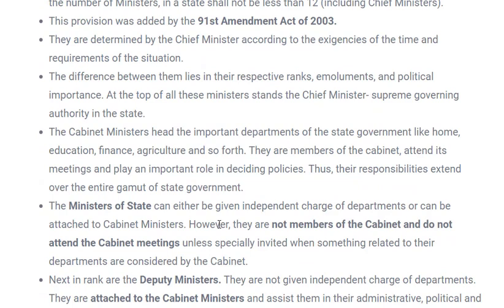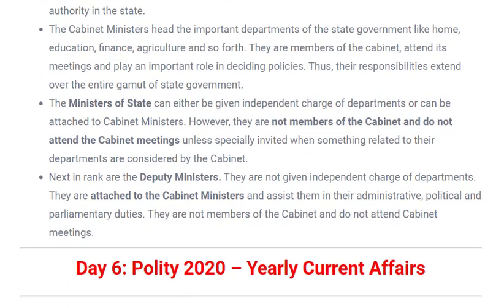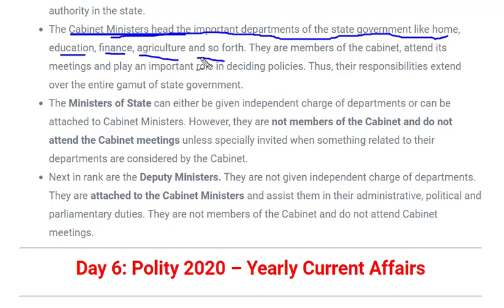Next is that the cabinet ministers head the important departments of state government like home, education, finance, agriculture and so forth. So these ministers head various sections of the state. Like education, home means the defense system of the state, that is police and all, finance, agriculture. So these are headed by the cabinet ministers.